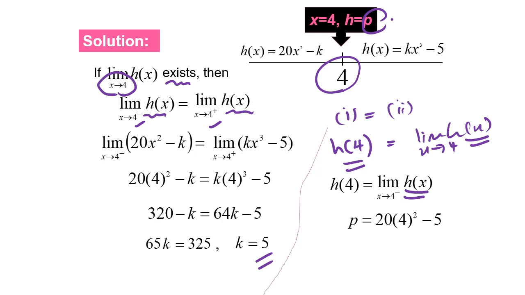And then, we know h(4) from the graph here, and from the function given, as x equal to 4, h equal to p. So, we can find the value of p by calculating the right side, which is equal to 315. So, done.